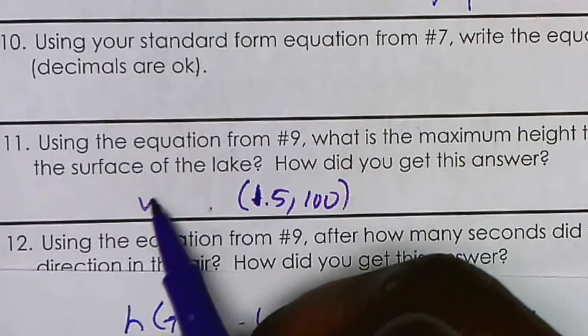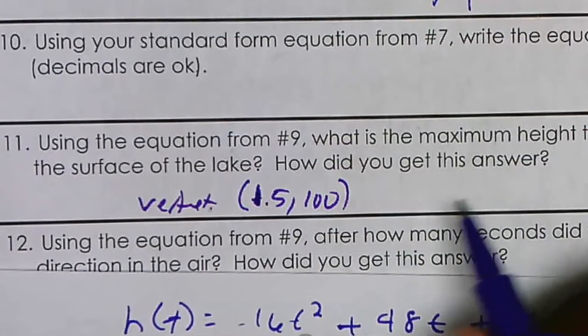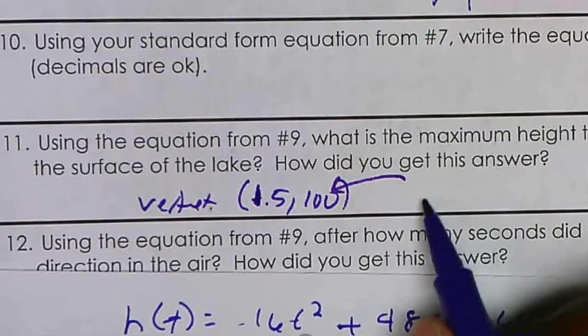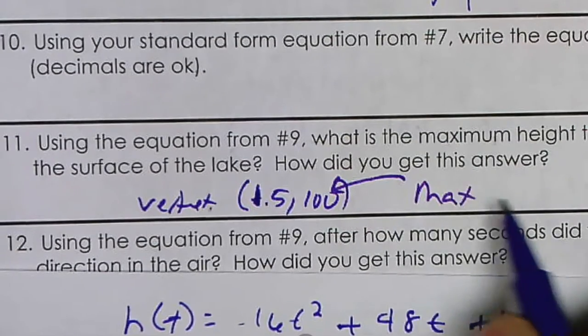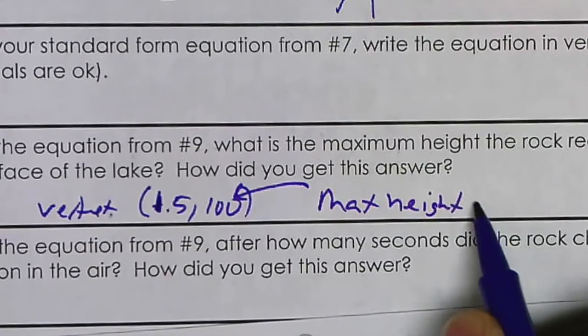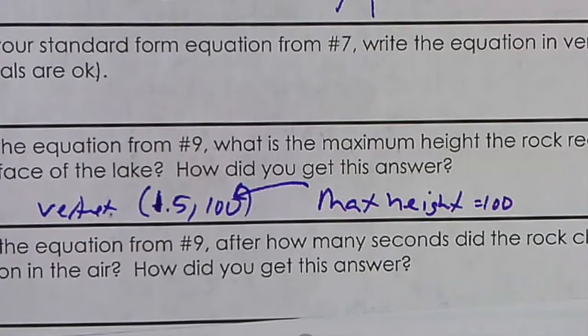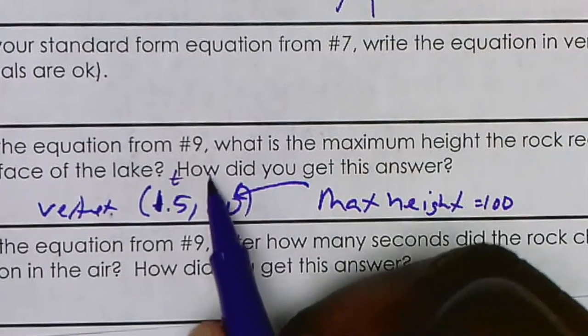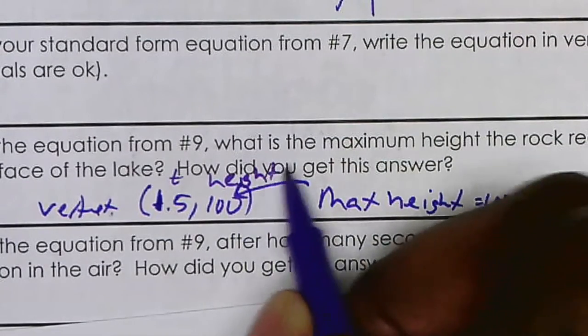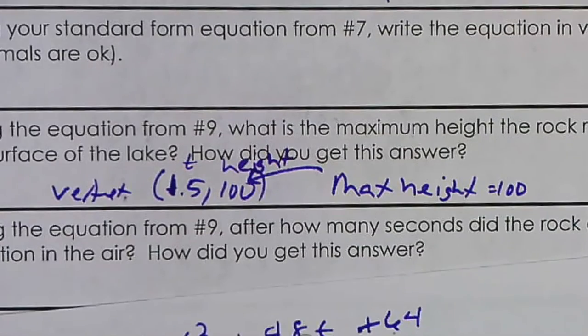This is your vertex. So if that's true, the height would be the y value. So the max height would be 100. That's a y value, and that's the height. And x would be time, and this would be height. I'm not using h because we already have a word for h. H is axis of symmetry. So it's time and that's height.